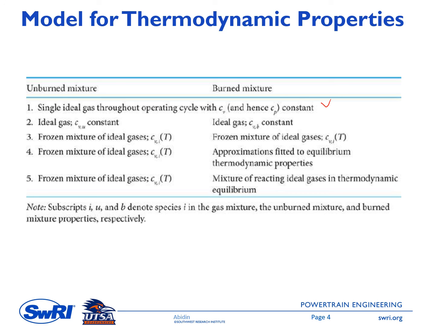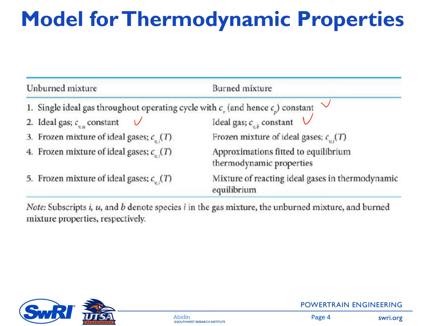Okay, and then the second model here is that we differentiate between the burned and unburned mixture. We still assume it is an ideal gas with constant Cv, but the unburned mixture has its own Cv and Cp, and the burned gas has its own Cp and Cv. So it is more accurate than the first model, once again, because we consider individual temperature of the mixture here, which results in different Cp and Cv.